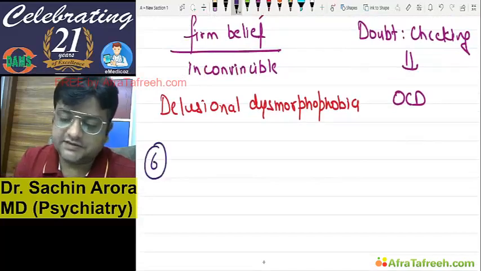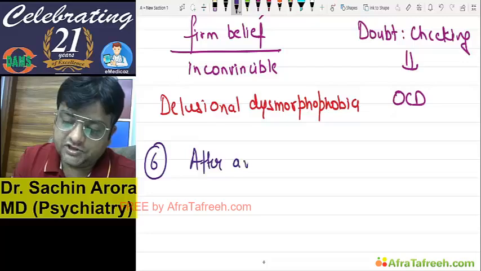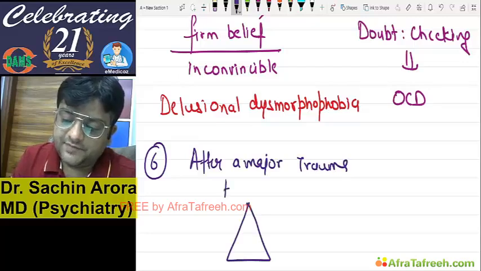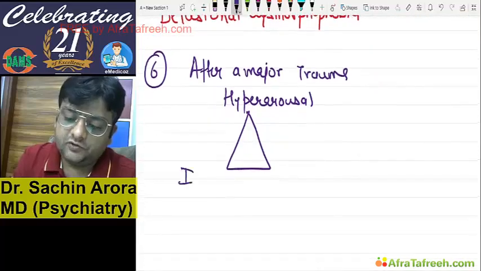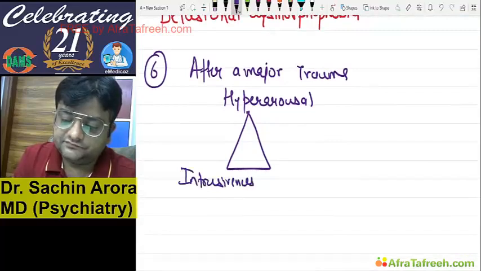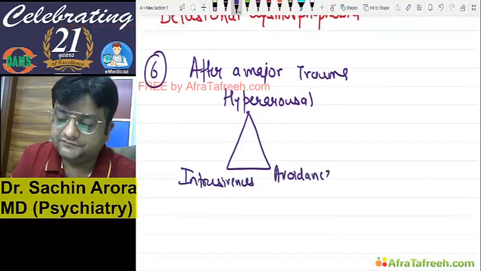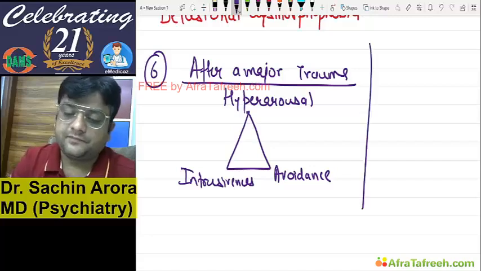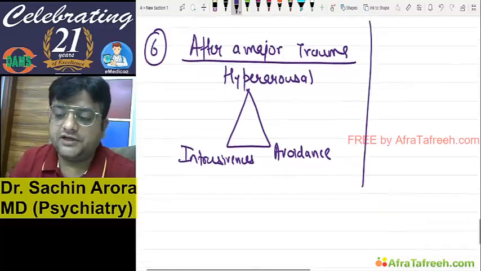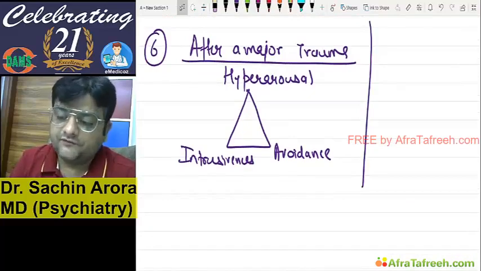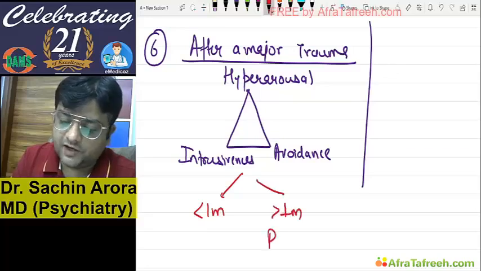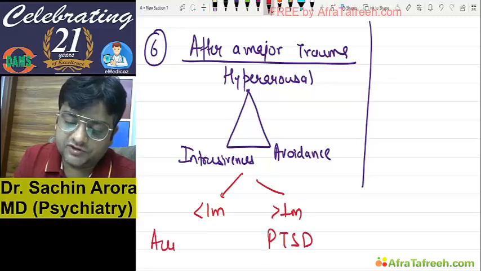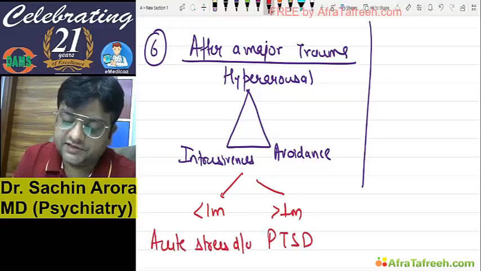Case number 6. After a major trauma, you might get a case of a patient having hyperarousal, intrusiveness, avoidance. Hyperarousal, intrusiveness, avoidance. We call it PTSD if the duration is more than 1 month. We call it acute stress if the duration is less than 1 month.